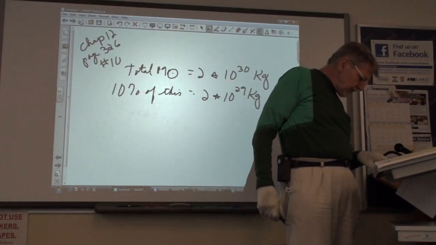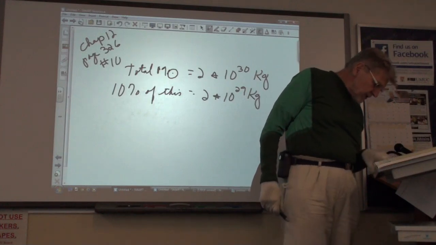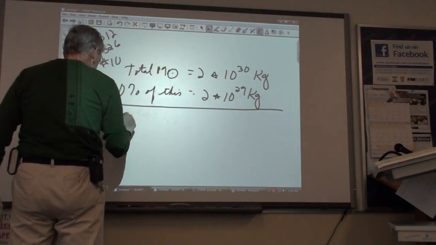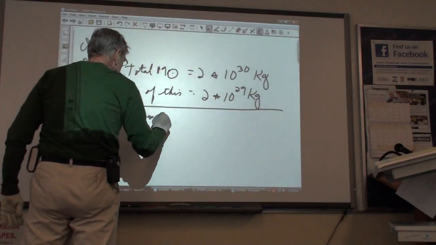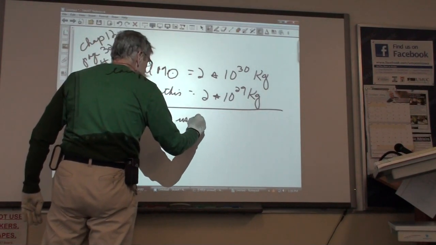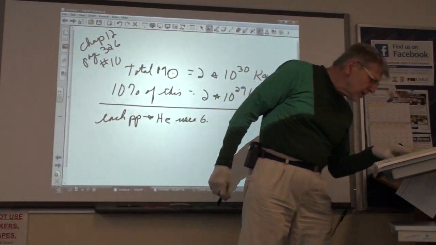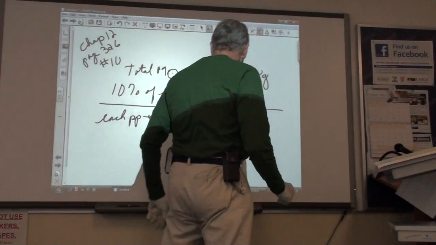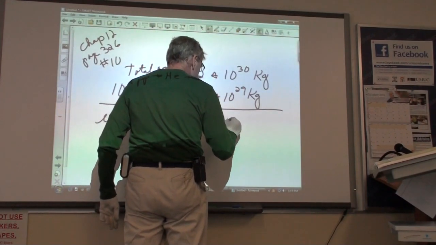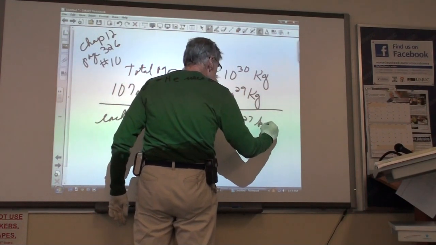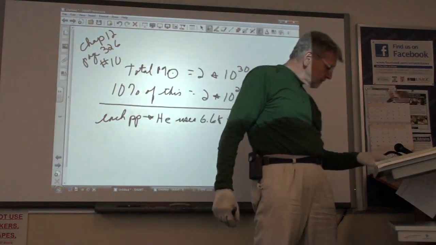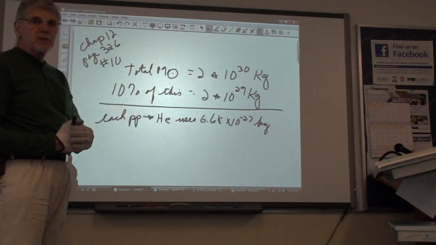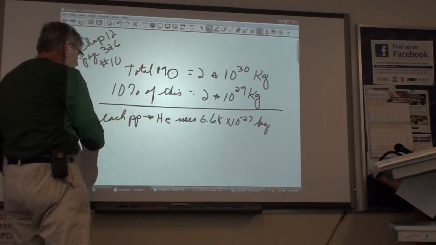And each pp reaction uses 6.68 times 10 to the minus 27 kilogram. So each pp going into helium uses this much, 6.68 times 10 to the minus 27. So using these two numbers, we can find how many pp reactions are going to take place before 10% of the core is used up.